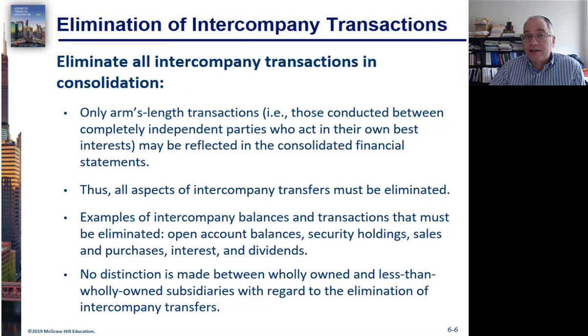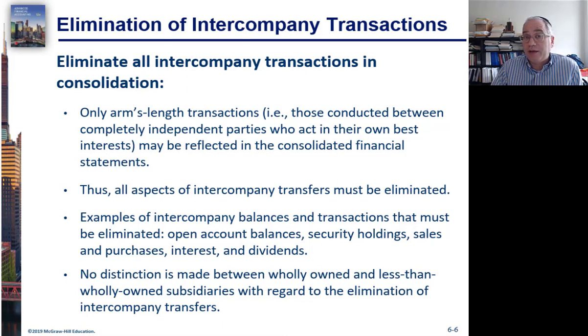But when you're consolidating, you have to eliminate all those sales and all those little profits, because you can only record profit when you sell to an outside party. So you're going to eliminate all intercompany transactions in consolidation, so that the consolidated financial statements only reflect arm's length transactions, transactions that are engaged in between independent parties. And these intercompany transfers must be eliminated. All aspects of them must be completely eliminated when you do your consolidation.